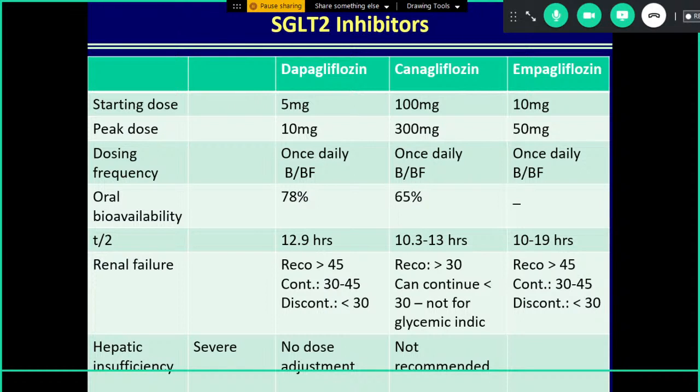Maybe between 30 and 45 also, they're not that efficacious.